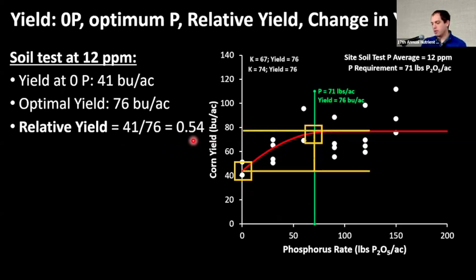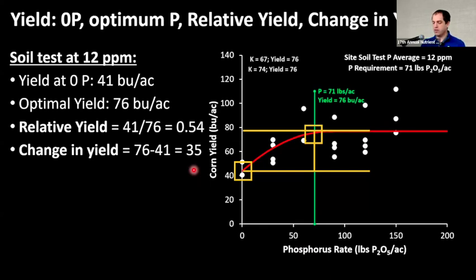And then another aspect you can look at is that change in yield. So we're looking at the difference between our optimal yield, whatever phosphorus rate that was, versus our 0. And that can be defined as a change in yield or a delta yield. And for example, this is 76 minus 41 is 35.